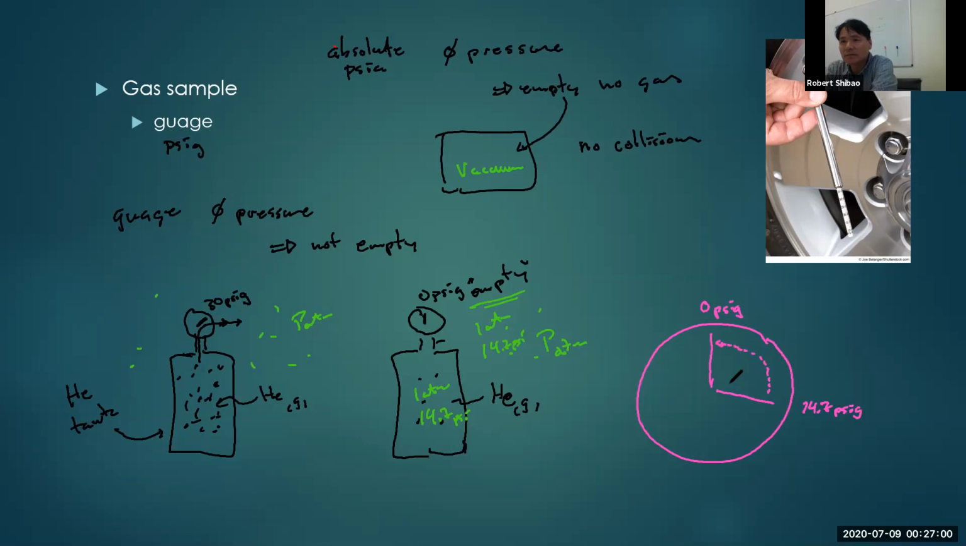But it's not truly empty. It's just not being forced out. If we need to get the rest of this helium out of here, we have to hook up a vacuum to this. If we hook up a vacuum to this and suck it out, we're going to have this. We're going to get to negative 14.7 psig. And so negative 14.7, that's vacuum.